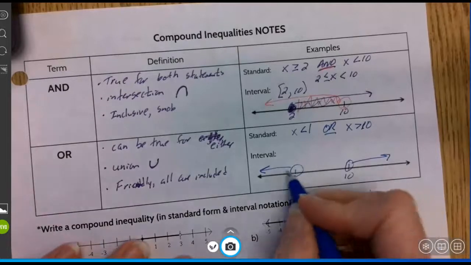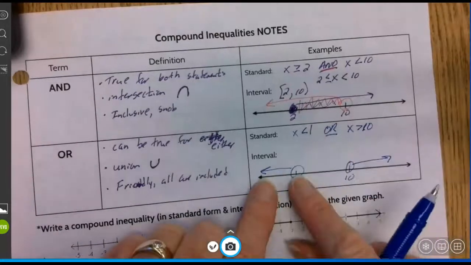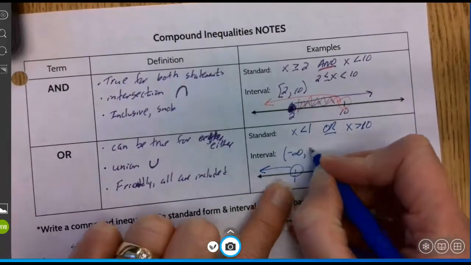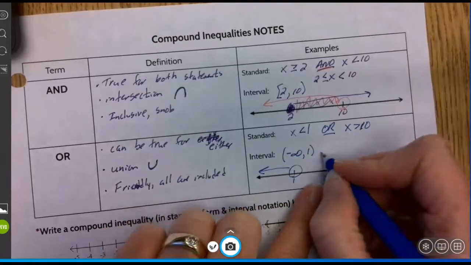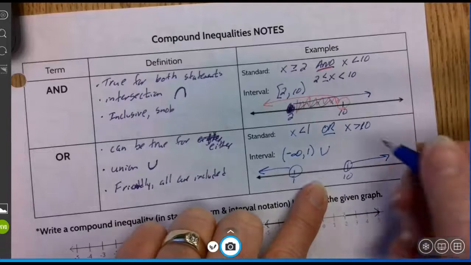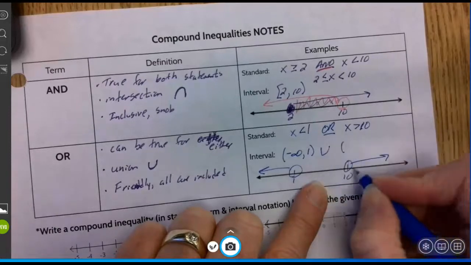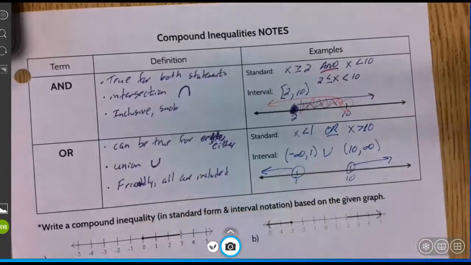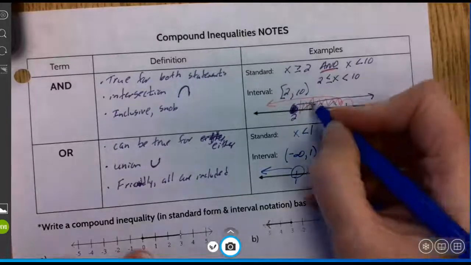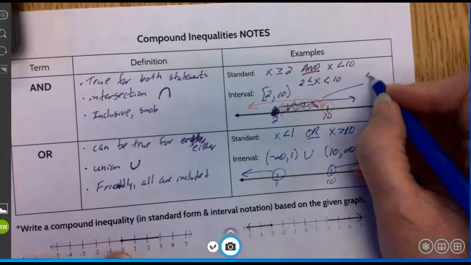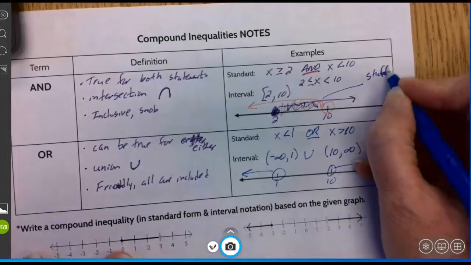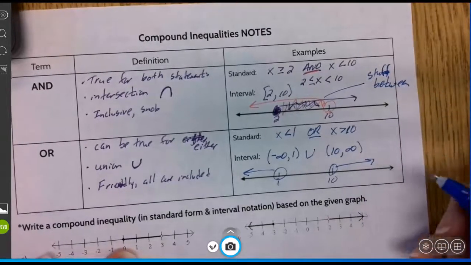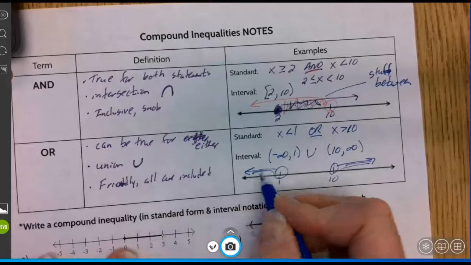Now, the way we have to write this one is it has to be everything. So we're going to pull this one up. Well, this one goes forever and ever in a negative direction, so negative infinity to 1, union with 10 to infinity. And both of those are parentheses. Okay? So this one is going to be where they're connected. The stuff in between. And this is just everything together. Okay? It doesn't really matter. Just nice and friendly. Everybody's included.